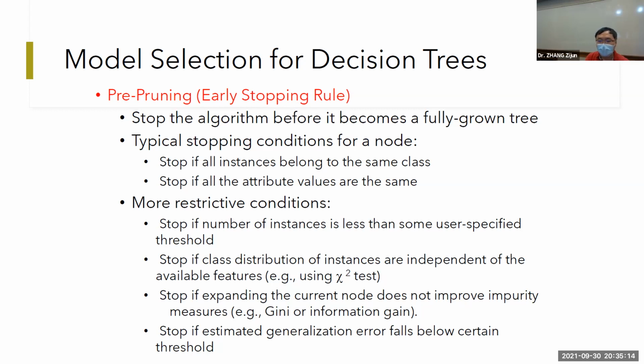And the typical stopping condition for a node is composed of twofold. First one is the algorithm will stop if all instances belong to the same class. That means it already becomes pure in the node. The second is the algorithm will stop if all the attribute values are the same. Okay.